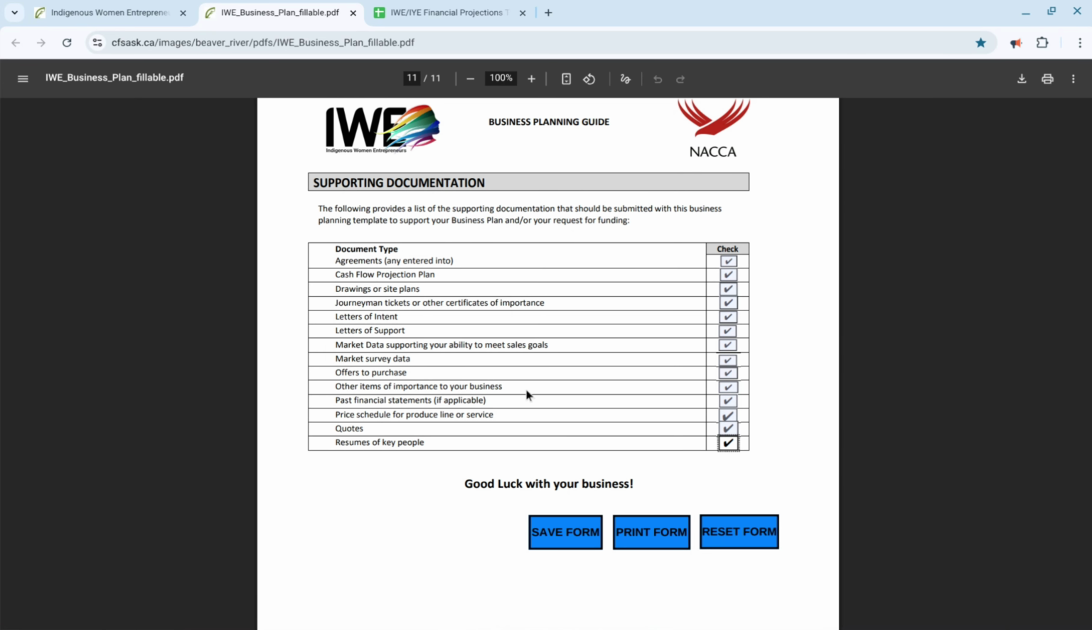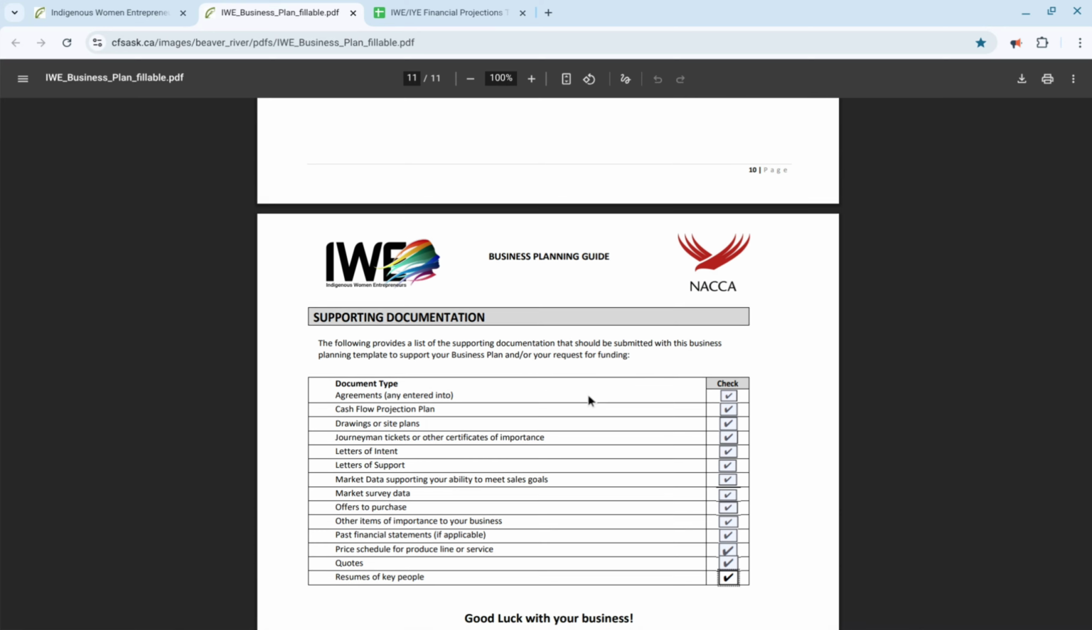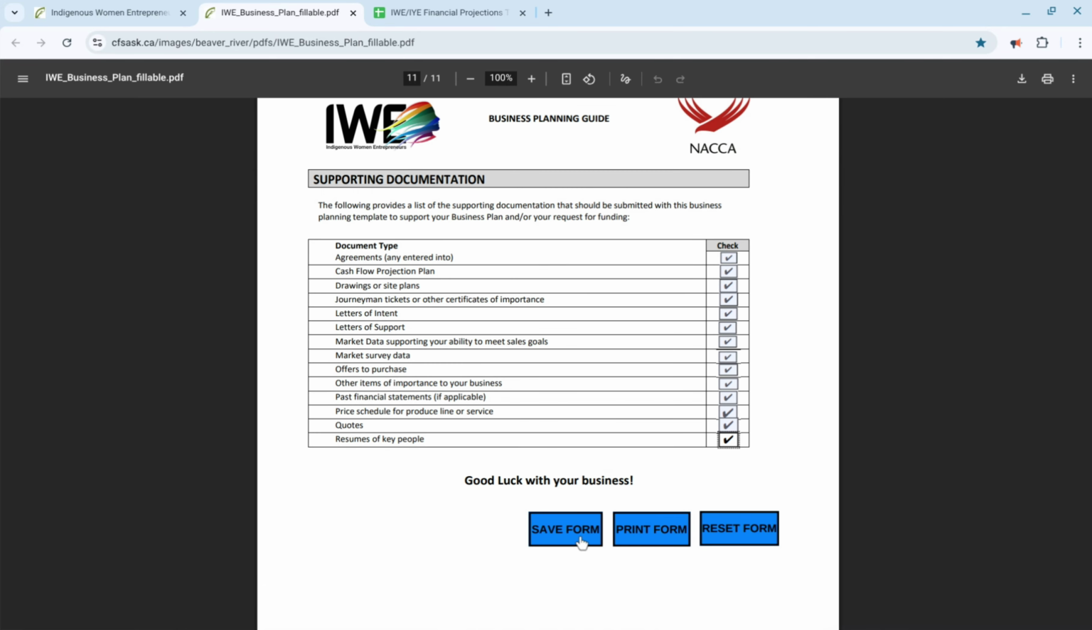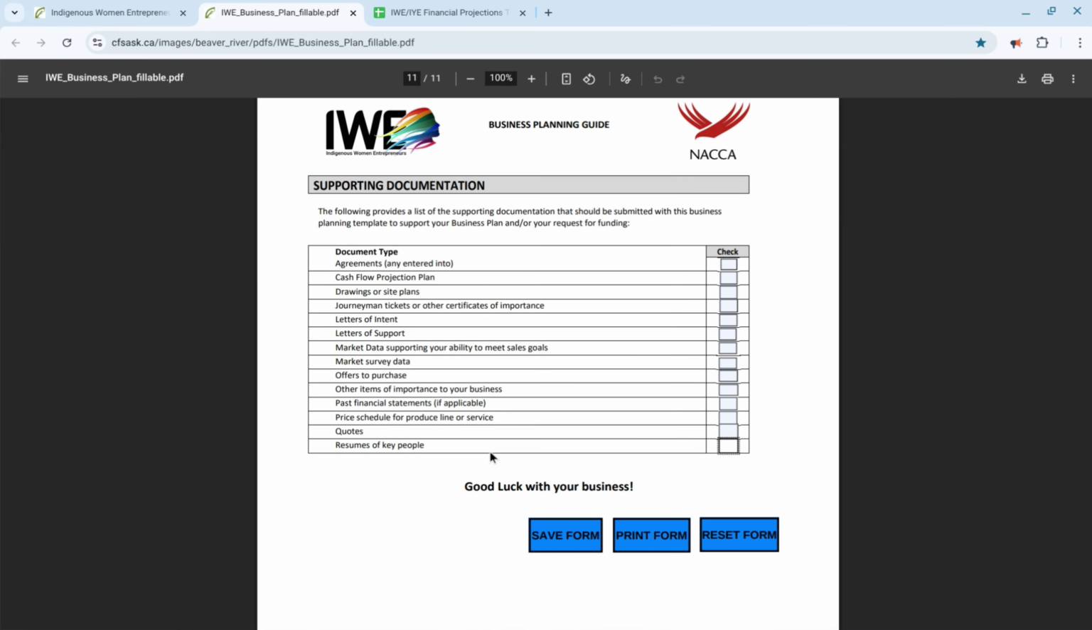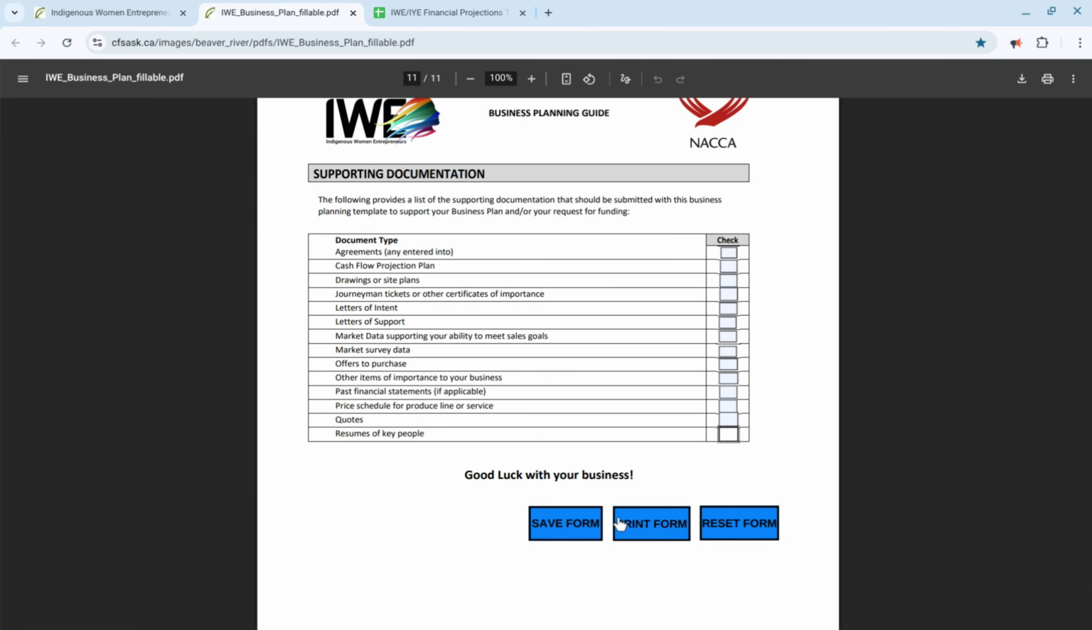And now once you're done that, this can be a lot of work, so make sure you save it. Don't forget to go back and do the executive summary. You can save it, print it, do both. Just don't hit reset because it'll just wipe away everything that you've gone through.